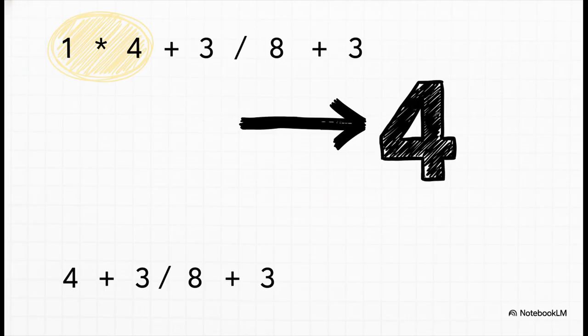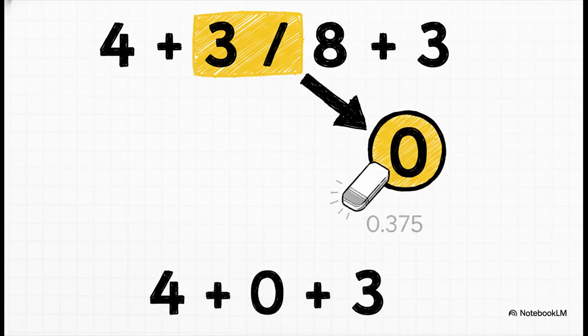Okay, next up, still following that left to right rule for operators at the same level, it sees the 1 times 4. That's easy. It becomes 4. Now C keeps scanning and finds the other high precedence operator, the division. We have 3 divided by 8. Again, integer math. 8 goes into 3 0 times, so the result is just 0.